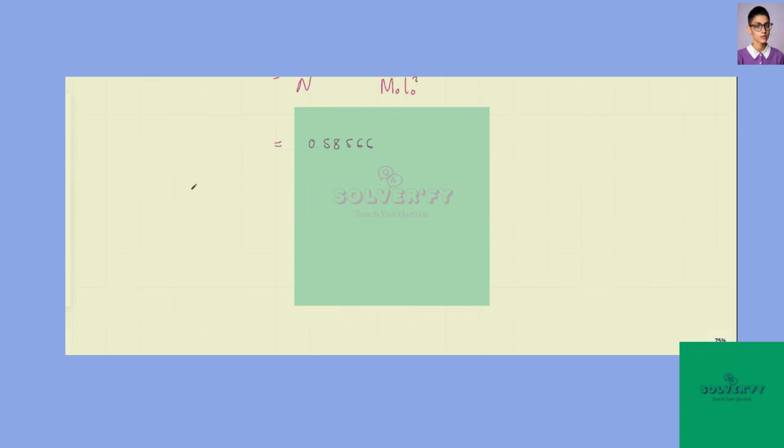0.58566. And so the new period of oscillations is 0.58566 times the original period T naught, which is 0.58566 times the original period of 5 seconds. This gives us the new period to be 2.9 seconds.